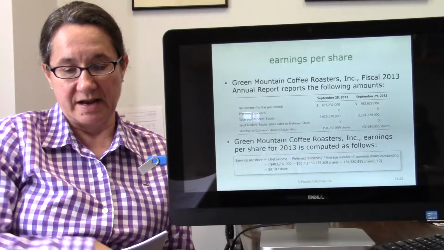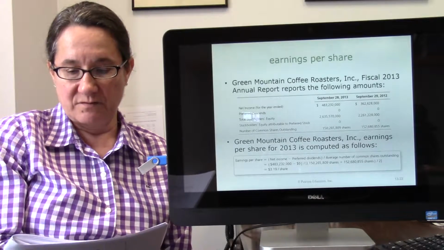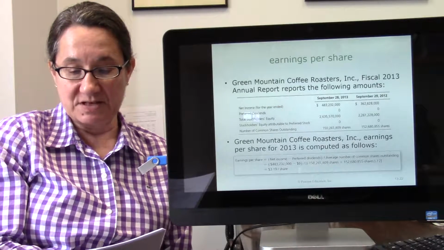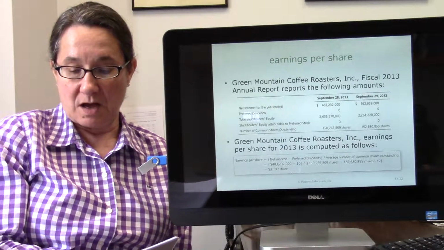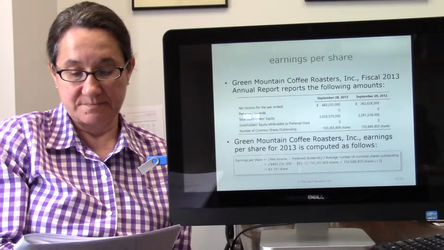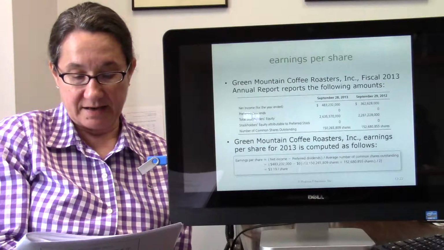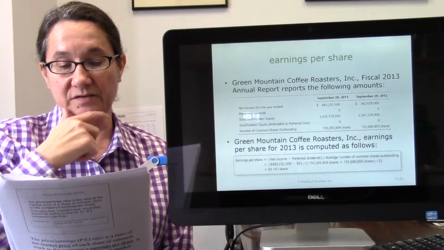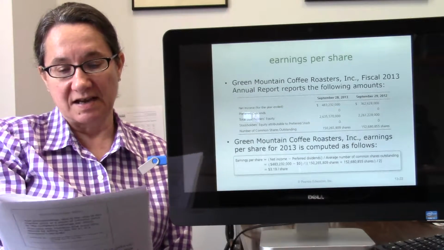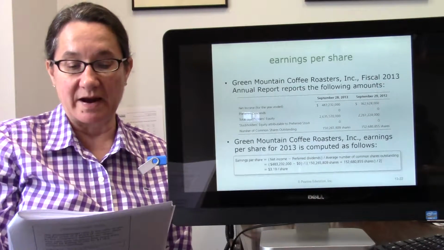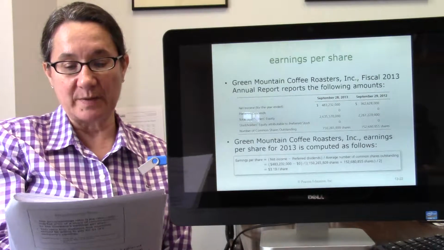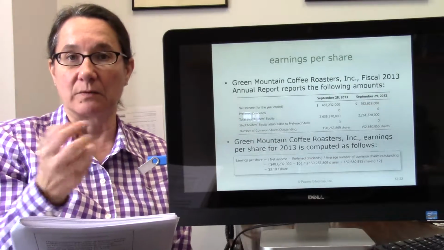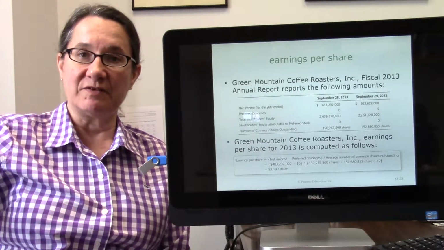So here's an example. Net income for 2013 for Green Mountain is $483 million and some change. Preferred dividends are 0. The average number of common shares outstanding is 151 million and a few extras. And FASB requires the earnings per share be reported on the income statement. And there it is right there, EPS, $3.19 per share. So now you can compare any other company and see what their earnings per share was, and you'd know whether their owners, whoever owns their stock, are doing better or worse than owners of Green Mountain Coffee Roasters.